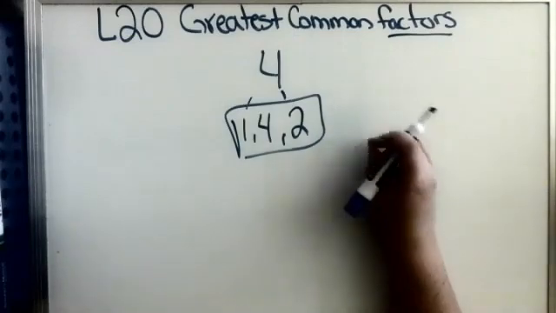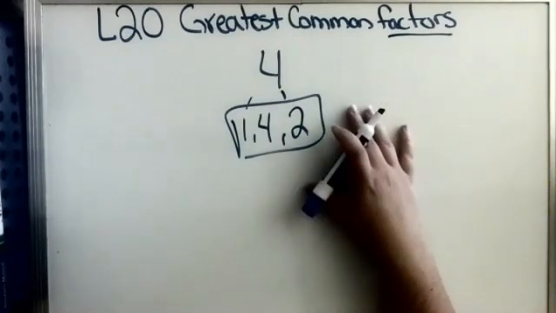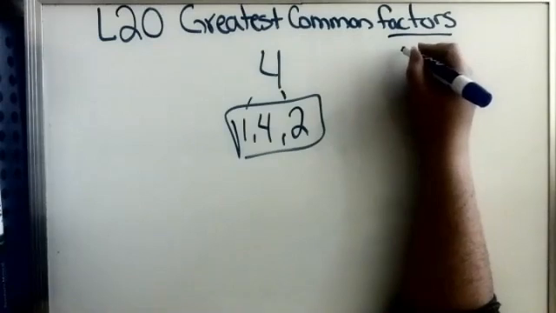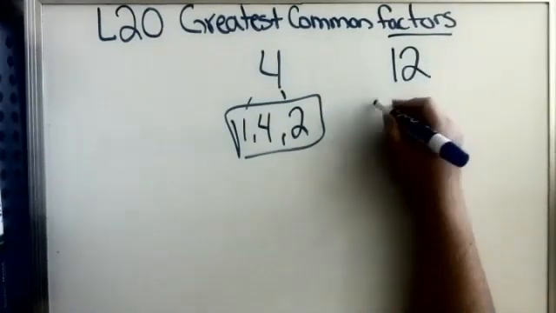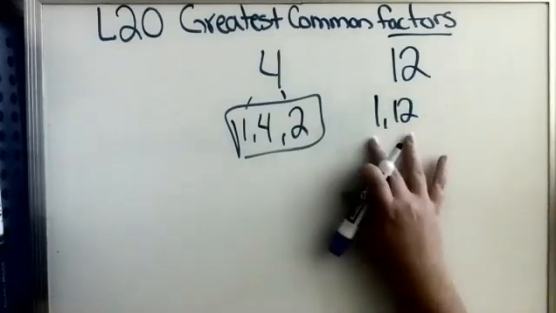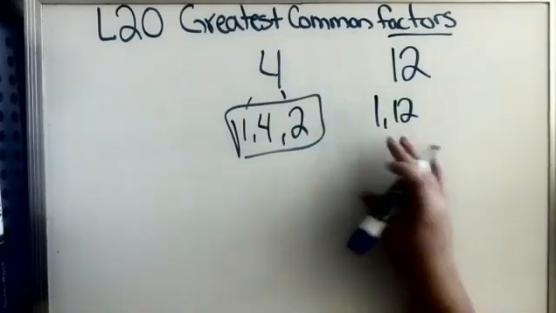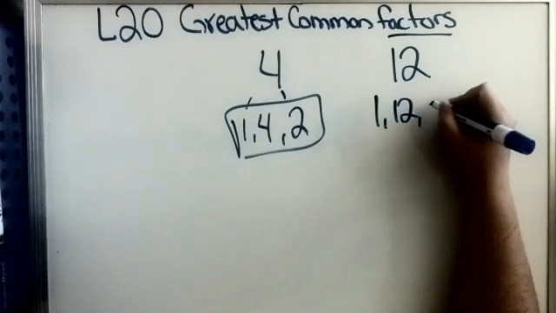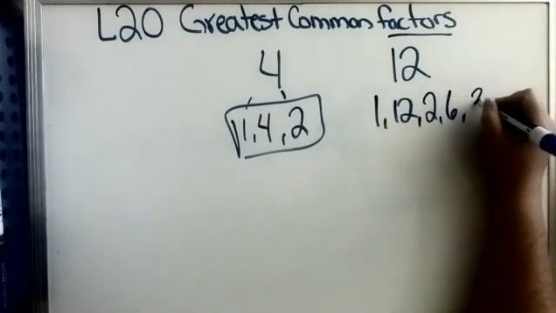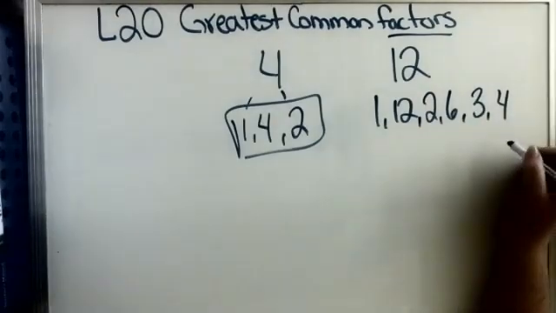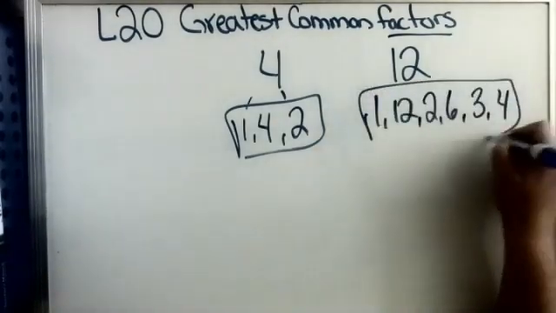Now, if I was doing greatest common factors, I'd be comparing this number to another number. Let's compare it to 12. Factors of 12 are 1, 12. Always start with these two when you're doing factors. 1, 12, 2 times 6, and 3 times 4. Now, these are my factors of 12.